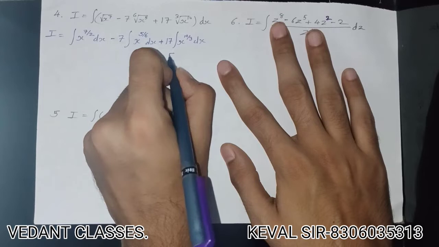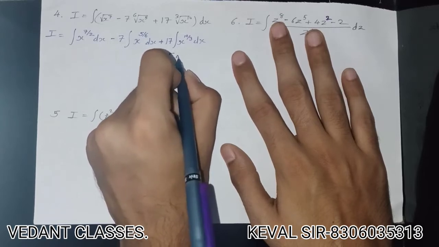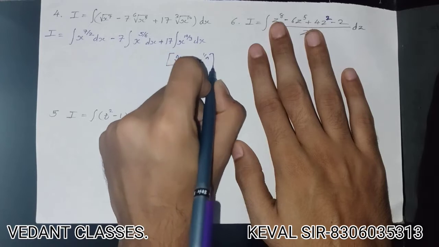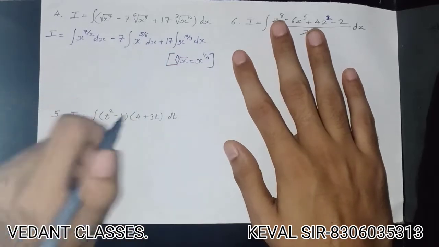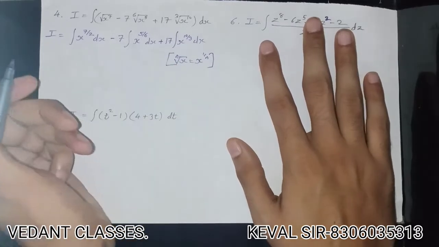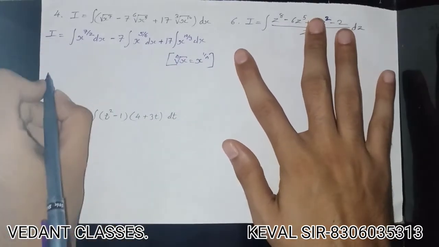If you don't know the rule, then you can simply remember nth root of x can be written as x raised to 1 by n. Okay, so you just need to take the nth root in the 1 upon n term. Okay, so apply the rule of integration.